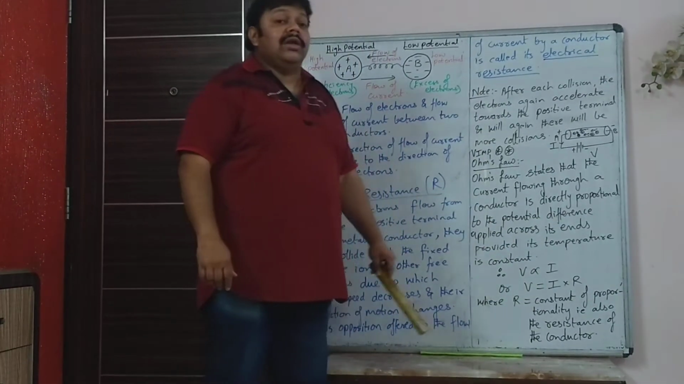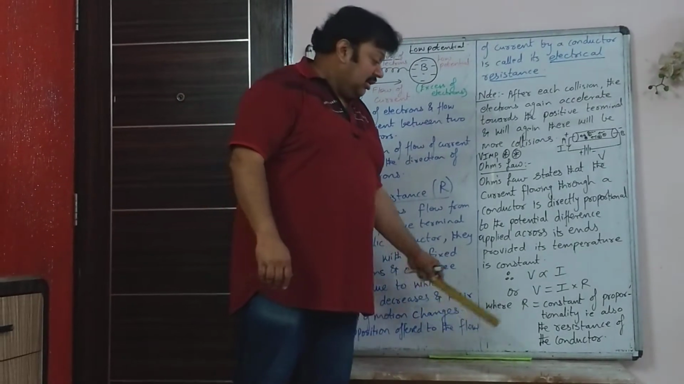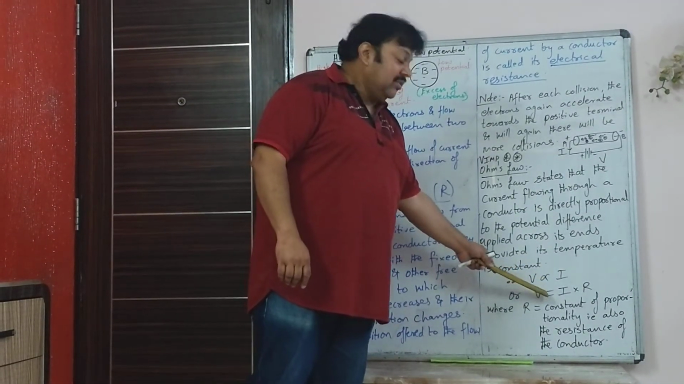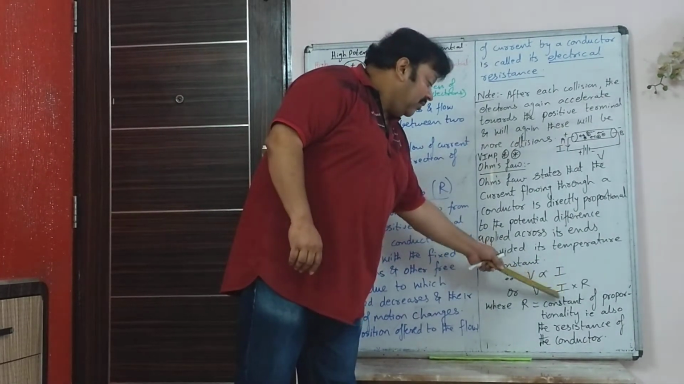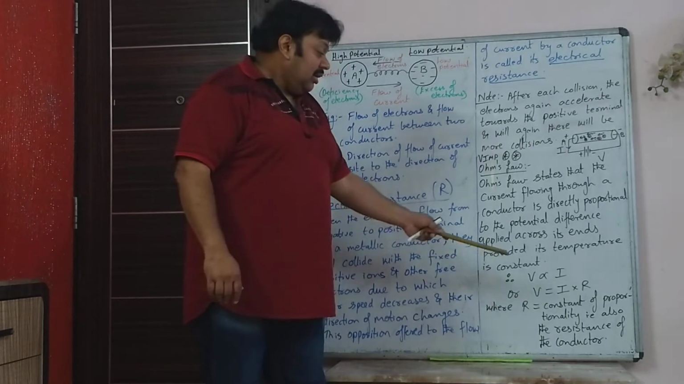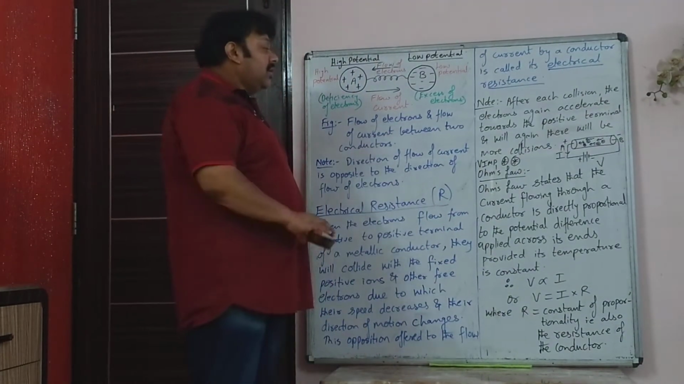R is the resistance of the conductor, and that is the constant of proportionality by which the proportional sign became equal. So what is R? R will be V upon I. R is the constant of proportionality, that is also the resistance of the conductor.